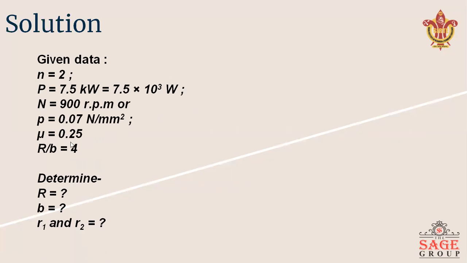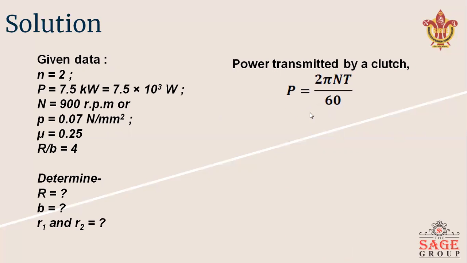So we will start from the given data. In the given data, the power is given. So we know that the power transmitted by the clutch, P equals 2 pi N T upon 60. Here T is the torque transmitted by the clutch. From this equation, we will have the value of torque, because we have the value of P, which is 7.5 into 10 to the power 3 watt.